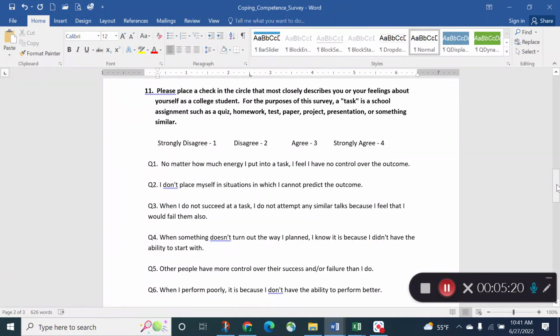And so in a moment when we get to the instructions, I'll talk about how you come up with this total coping competence scale. And I will tell you right now, it deals with these 10 questions for question number 11. And so if someone would answer, "No matter how much energy I put into a task, I feel I have no control over the outcome," so if they said, I agree with that, for that question, for that person, that would be worth 3 points. And again, we'll look at how you're going to actually come up with this total competence score momentarily.